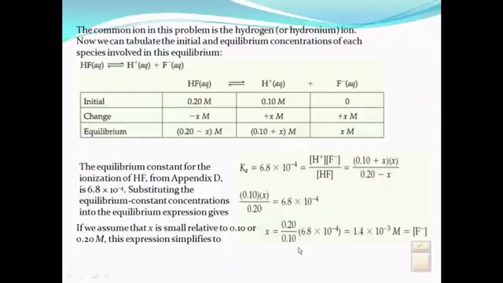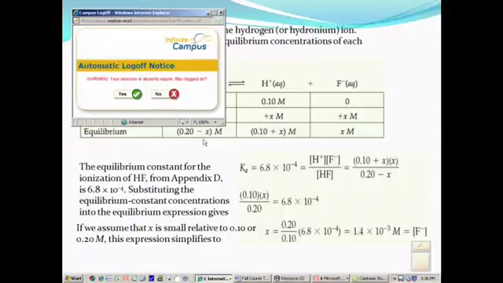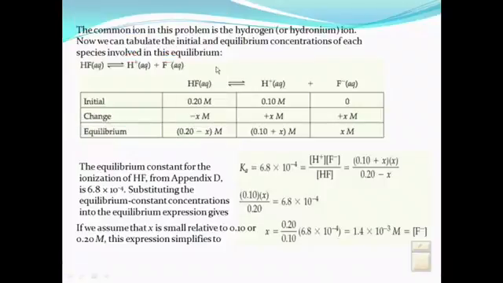Let's keep going. Alright, it says the common ion in this problem is the hydrogen or hydronium ion. It says now we can tabulate the initial and equilibrium concentrations for each. Alright, so coming back over here, you've got the HF concentration right there. You have your initial hydrogen ion concentration because what they started you off with is a strong acid.